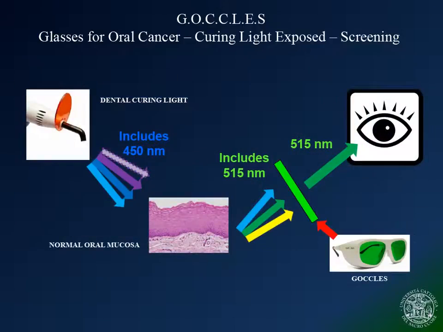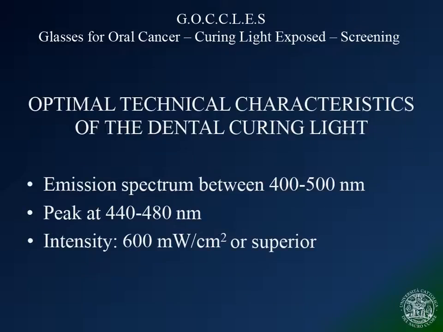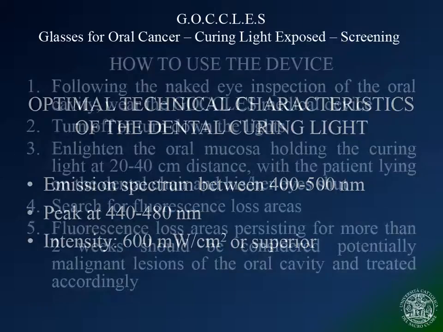It consists of a pair of glasses equipped with filters that highlight autofluorescence when the oral mucosa is irradiated by the light emitted by any dental curing light. Potentially malignant lesions will appear as dark spots on a green background. Goccles is designed to work with any dental curing light. Curing lights are largely available in the dental practice.